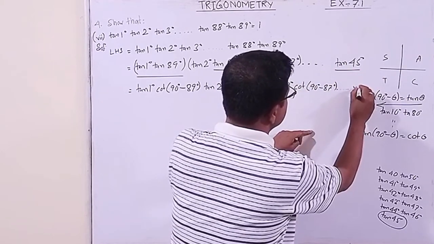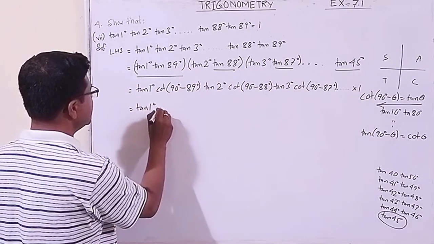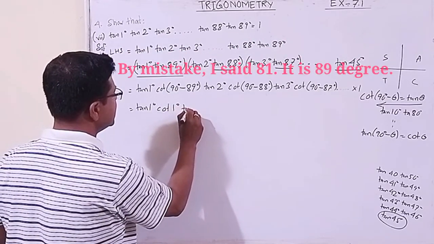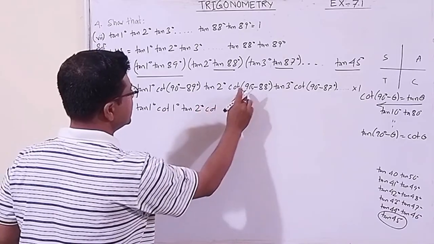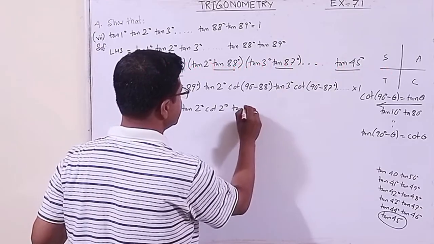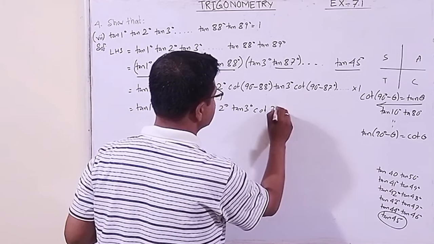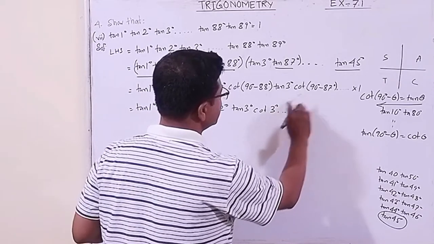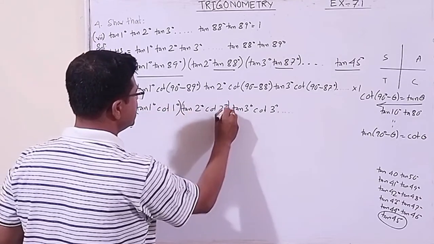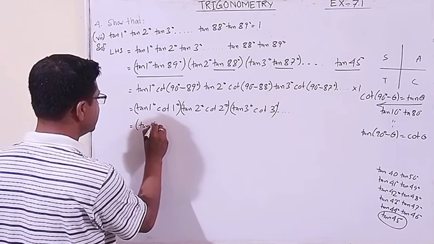Now tan 45 degree is equal to 1, we know it. Now tan 1 degree, cot 90 minus 81, 1. Tan 2 degree, cot 90 minus 82, 2 degree. Tan 3 degree, cot 90 minus 87, 3 degree, into 1 is the same thing only. Now here the pair was like this only. Now this is tan 1 degree.